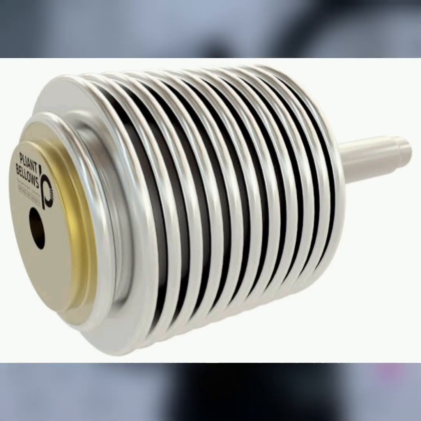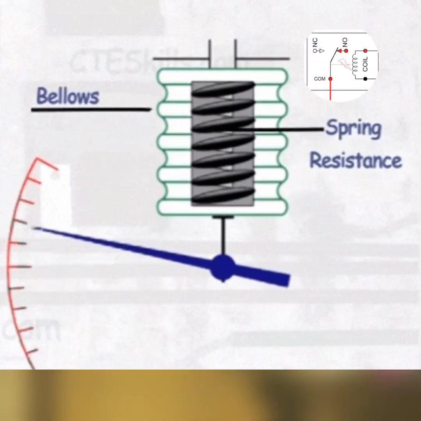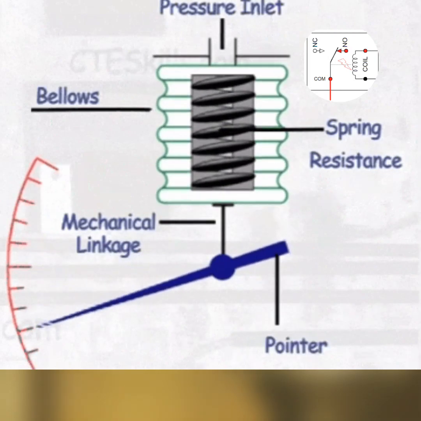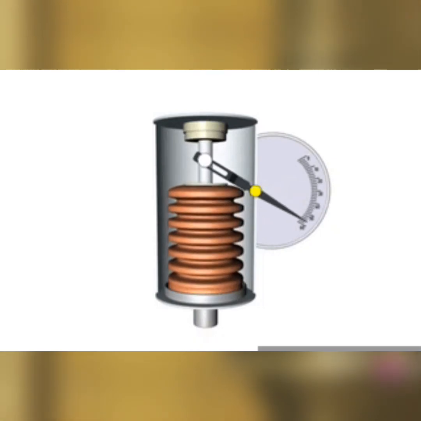Then we have the bellows pressure switch. Using a collapsible metal bellows, this switch responds to pressure fluctuations by expanding or contracting. Once the bellows reach a specific threshold, it activates the switch mechanism, thereby controlling the electrical circuit.